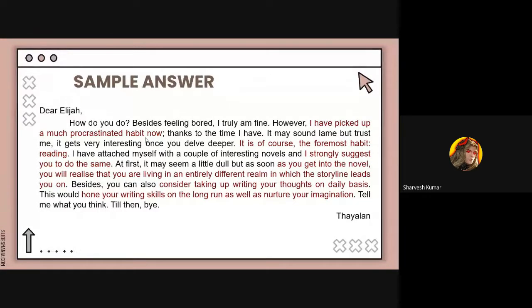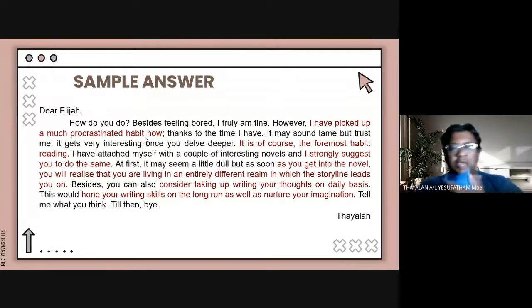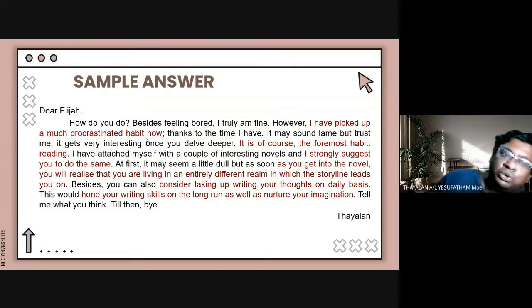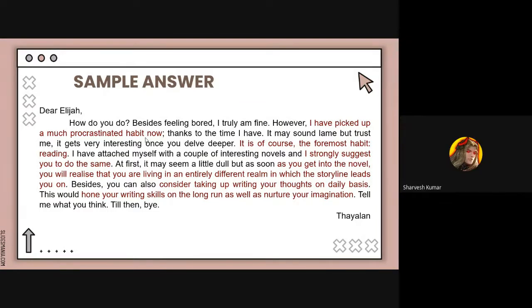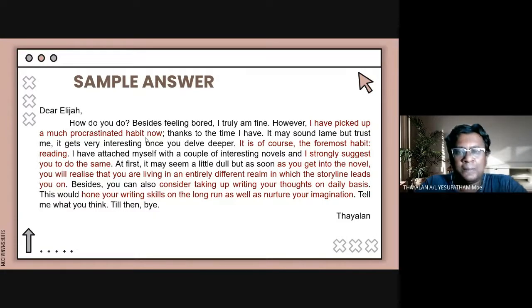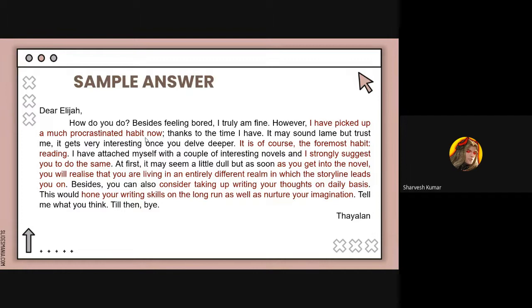It is, of course, the foremost habit, reading. Now you have stated that what you do to kill time is to read. Okay, reading. Continue. It is, of course, the foremost habit, reading.